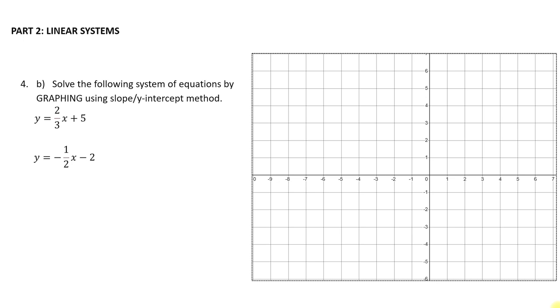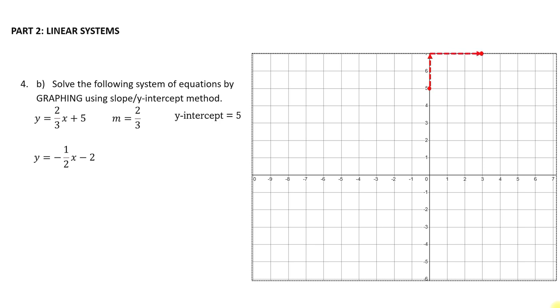4b, solve the following system of equations by graphing using slope y-intercept method. So our first equation, 2/3 x plus 5. We know that our slope is 2/3, and we know that our y-intercept is 5. So if we start at the y-intercept of 5, our slope tells us that for every rise of 2, we run by 3. So starting at the y-intercept, we can go up 2, then across 3.